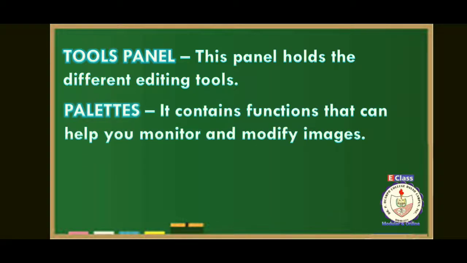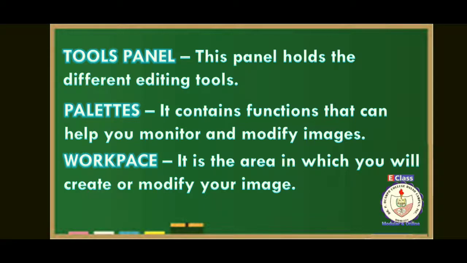Next are the palettes. They contain functions that can help you monitor and modify images. They are also grouped, but by default the Color, Adjustments, and Layers palettes are visible. To view other palettes, go to the menu bar, choose Window, and select the palettes you want to be visible. Next is the workspace. It is the area in which you will create or modify your image. You can view several images at once and transfer effects from one image to another.